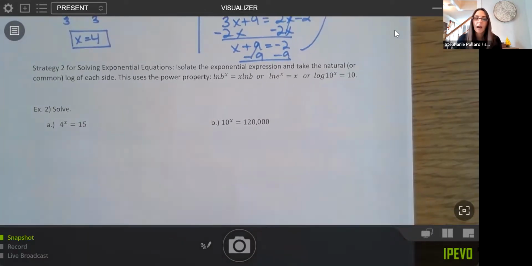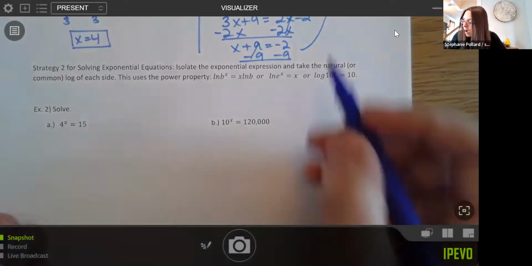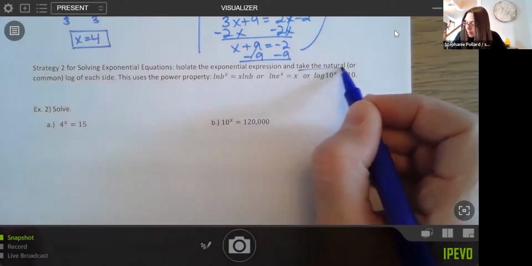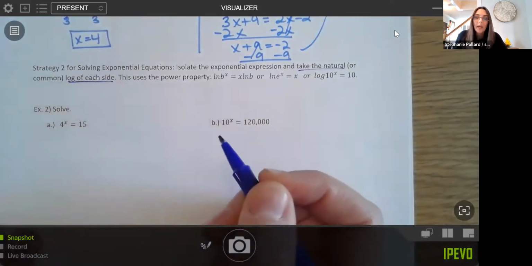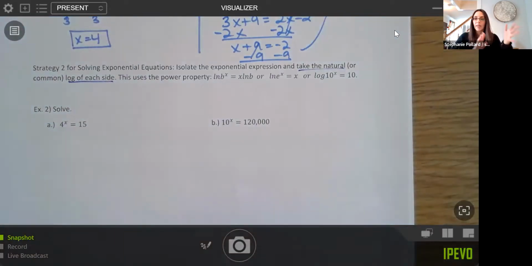So we have a second strategy that we can use for exponentials, and this strategy is actually used a lot, particularly in more complicated equations as well. And that is when you take the log of each side. So remember, when we do the same thing to both sides of an equation, we're still keeping it balanced. We're not changing anything there. So we're going to take the log of both sides. So we're not changing the problem.